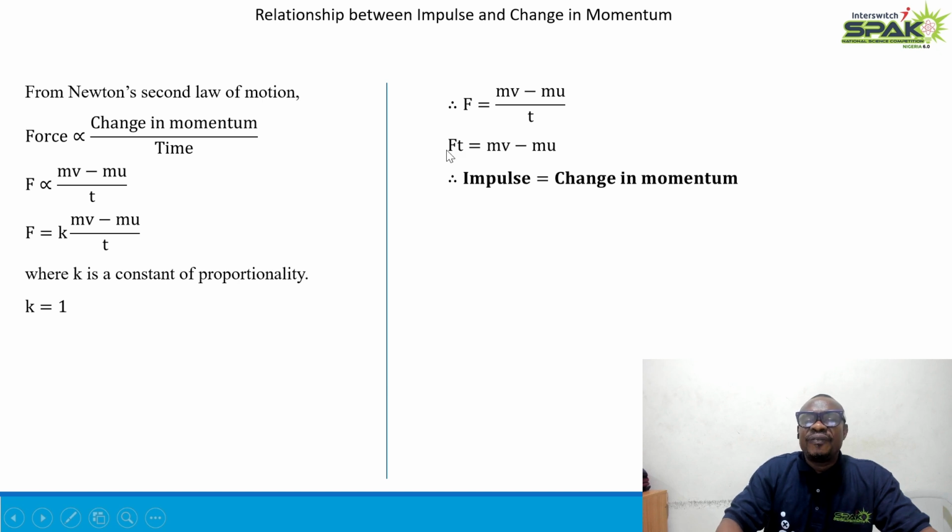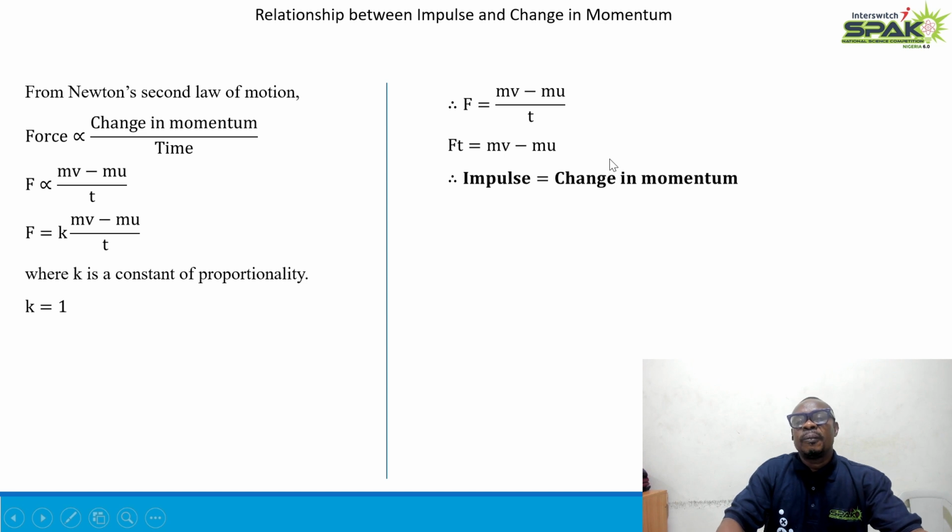Now impulse also has another definition. If you look at this, Ft, force times time, is equal to mv minus mu. This is the change in momentum. So if I don't want to define impulse as the product of force and time, I can define it as the change in momentum of a body. In this case, the momentum of the object, both the initial and the final, are in the same direction.